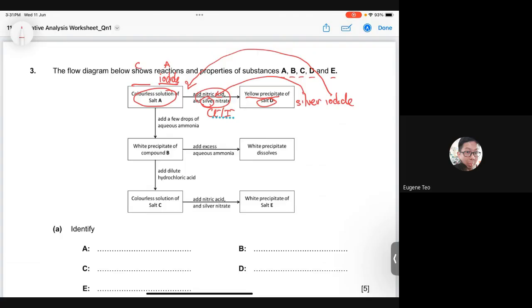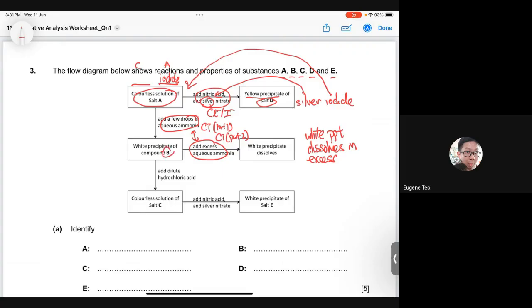Now, next thing, you realize, add a few drops of aqueous ammonia. This is a cation test. White precipitate forms. But isn't this supposed to tell me whether it dissolves or doesn't dissolve in excess? So you realize they split up the reaction here. Can you see they split up? These two are cation test part 1. This is cation test part 2, where you add a few drops and then after that add excess. So if you combine this, it's actually a white precipitate formed that dissolves in excess.